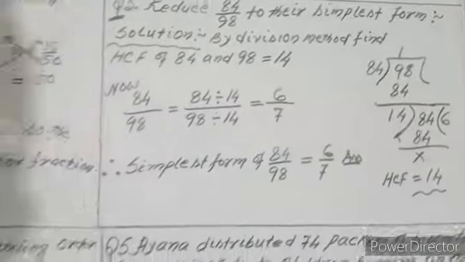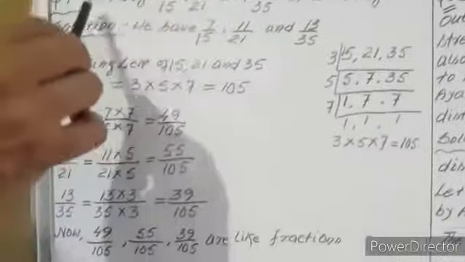Moving on to another one. Another question: arrange 7 upon 15, 11 upon 21 and 13 upon 35 in ascending order.